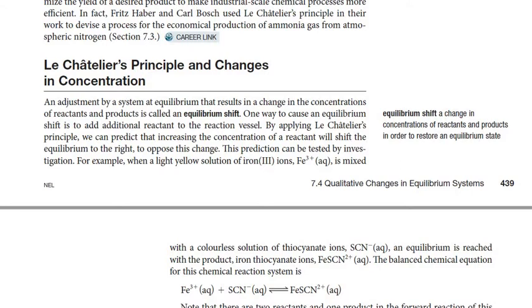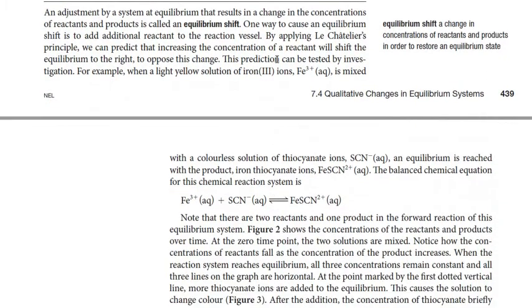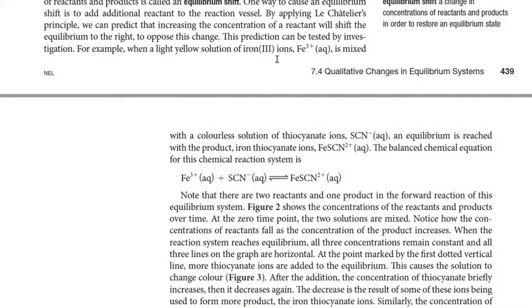For example, when a light yellow solution of iron(III) ions is mixed with a colorless solution of thiocyanate ions, SCN-, equilibrium is reached with the product iron thiocyanate ions. The balanced chemical equation for this chemical reaction system is, as you see here, we have it like that. Note that there are two reactants and one product in the forward reaction of this equilibrium system.